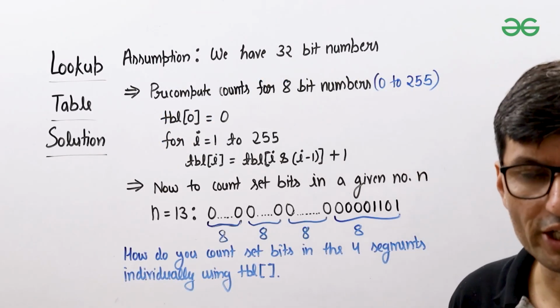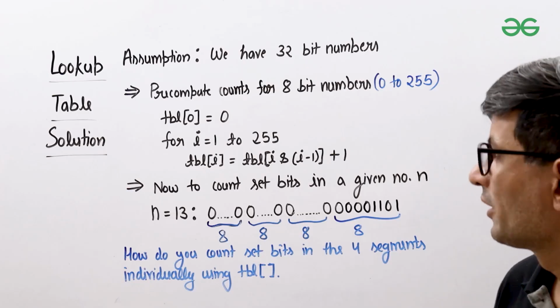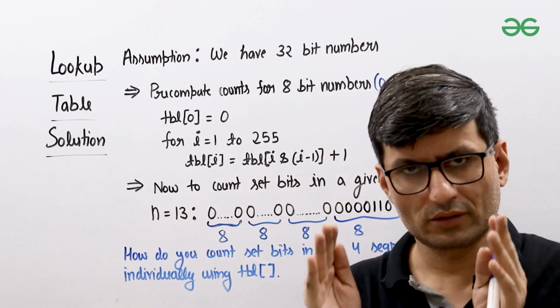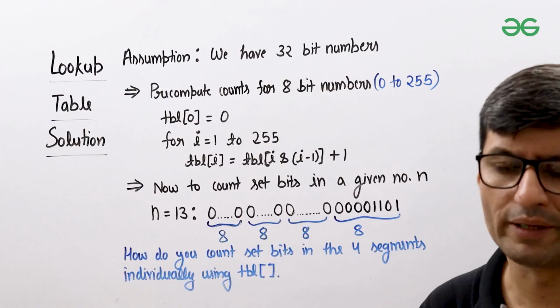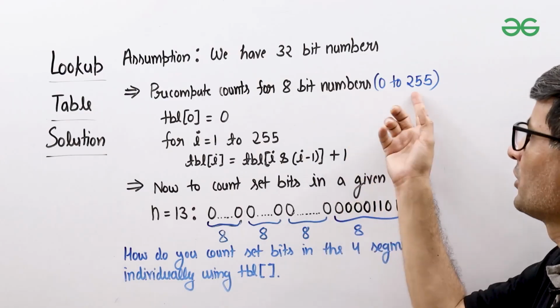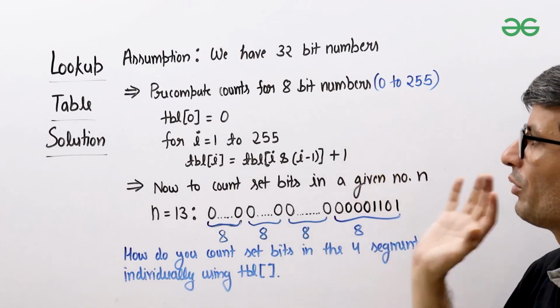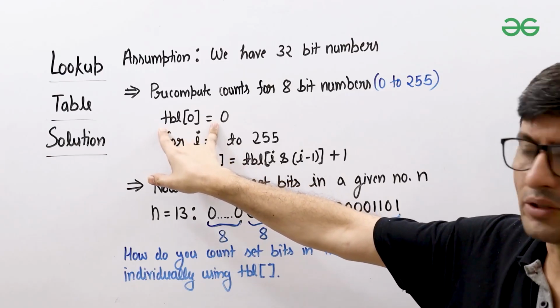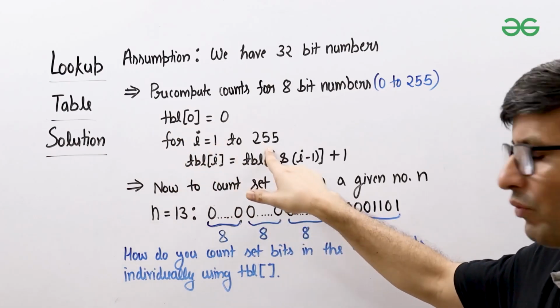Here is the detailed idea of the table based approach. What we are going to do is, we are going to first pre-compute count of set bits for all 8-bit numbers, which means numbers from 0 to 255. And how do we pre-compute it? We know that count of set bits in 0 is 0. Then we run a loop from 1 to 255.